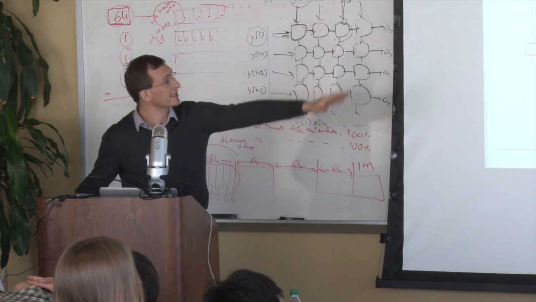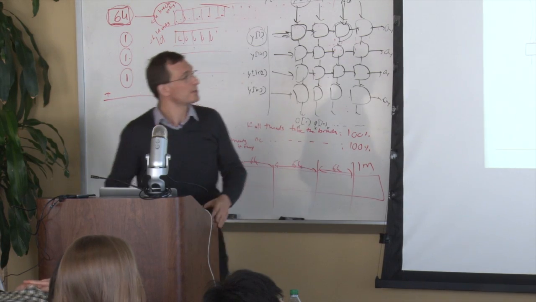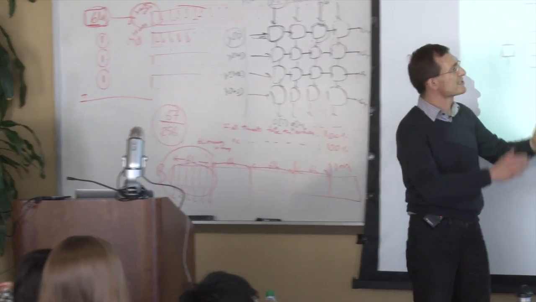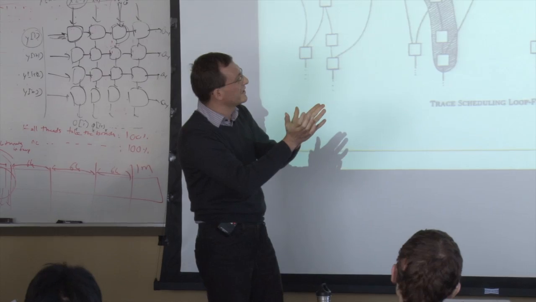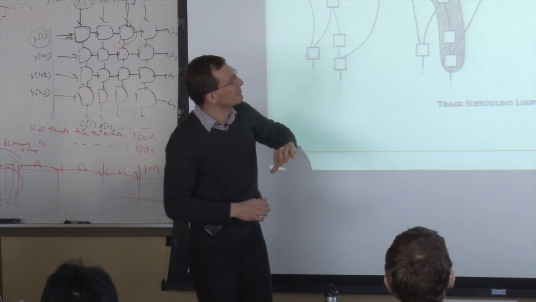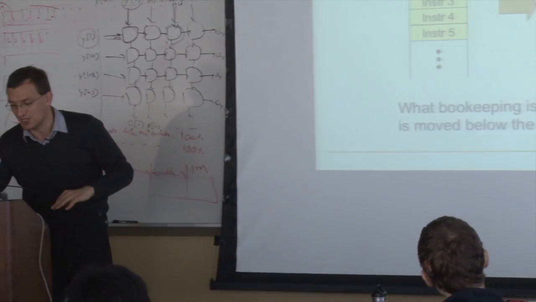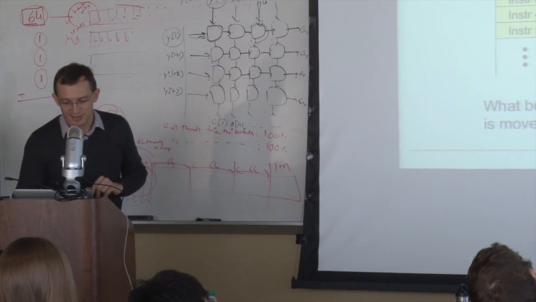But this kind of technique, actually, this is trace scheduling. The difference between trace scheduling is trace scheduling has side entrances into the code that actually disable some optimizations, that prevent some optimizations that we've discussed in the last lecture.